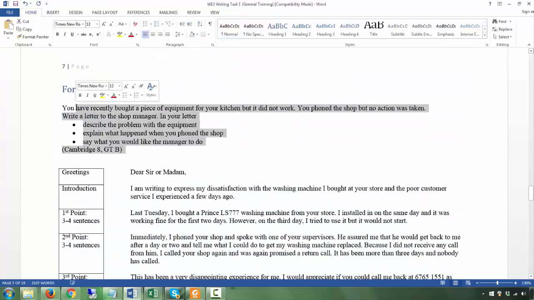So this is the question. You have recently bought a piece of equipment for your kitchen, but it did not work. You phoned the shop, but no action was taken. Write a letter to the shop manager. In your letter, describe the problem with the equipment. Explain what happened when you phoned the shop. Say what you would like the manager to do, right?